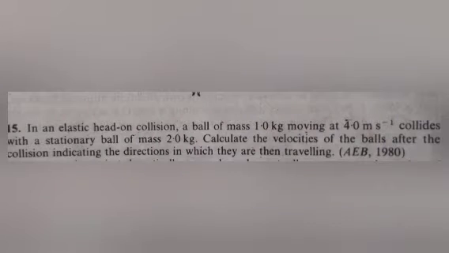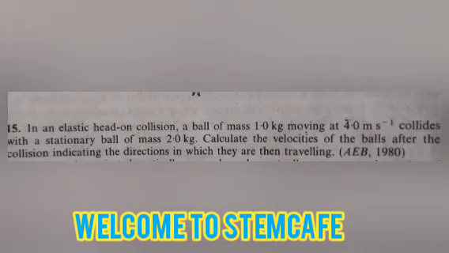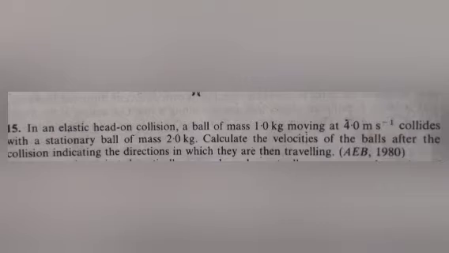In an elastic head-on collision, a ball of mass 1 kg moving at 4 meters per second collides with a stationary ball of mass 2 kg. Calculate the velocities of the balls after the collision, indicating the direction in which they are then traveling.